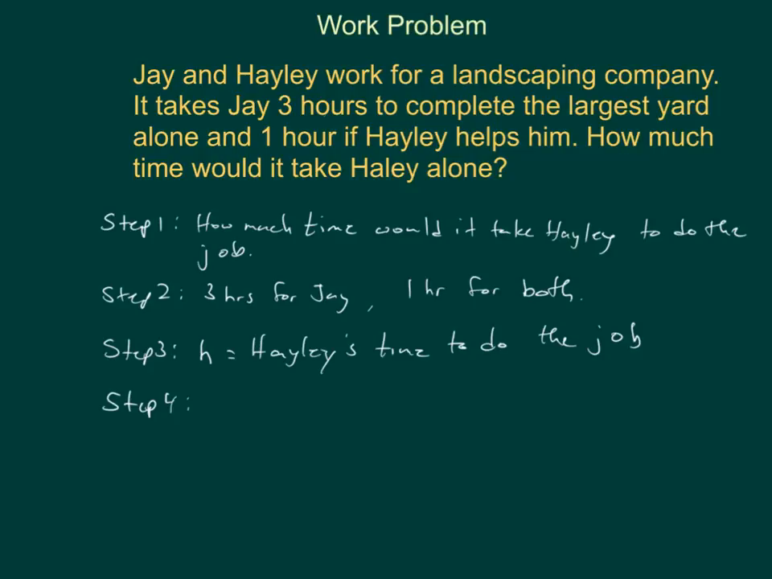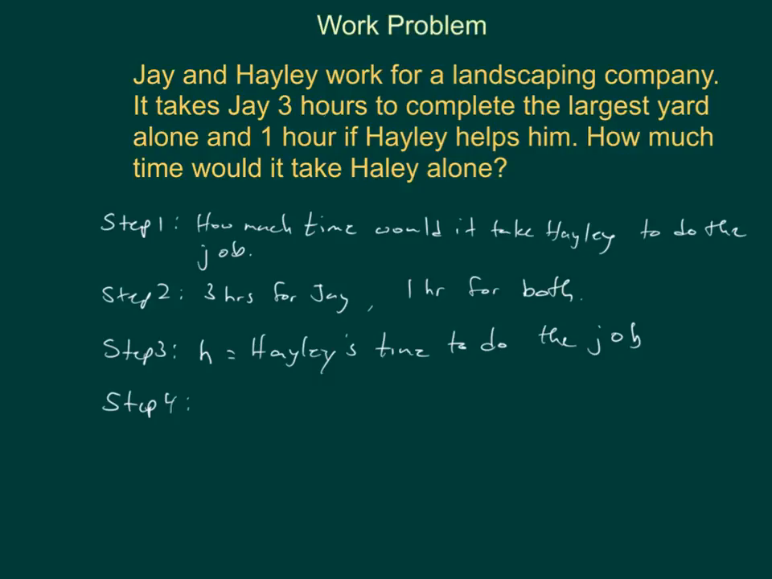So the first thing we have to do is go through our process again. Step one, what are we trying to find? We're trying to find how much time it takes Haley to do that job. Step two, identifying knowns. One, it takes Jay 3 hours, and if they're working together, it takes 1 hour. The third thing is we want to assign a variable. We only have one thing we're trying to find, how long it takes Haley to do the job. So we're going to let H equal the time it takes for Haley to do the job.